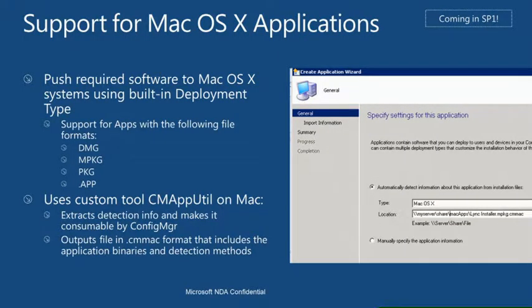To do this, you'll have custom tools. You'll have to run a custom tool, the CM app util, on a client. You will extract the package in there, and we'll add all the metadata that's needed for the app model, and you'll have an output in .cmmac format. You'll take that, put it into ConfigMan, and done.